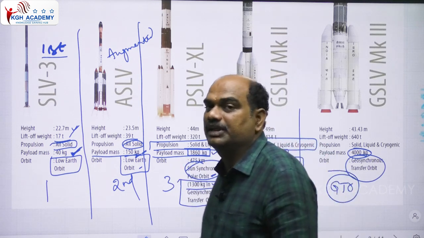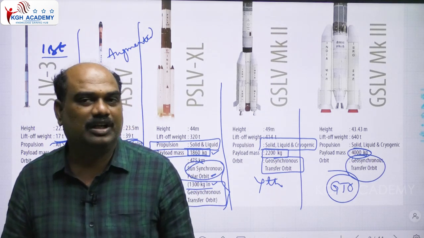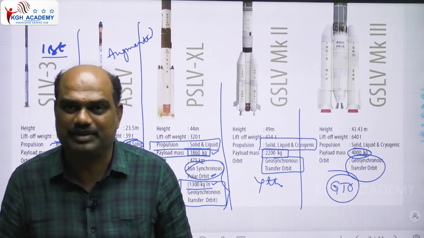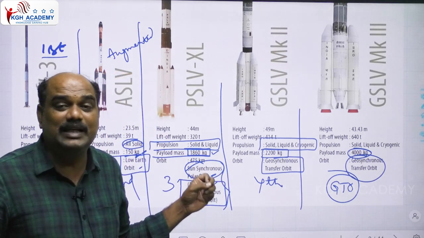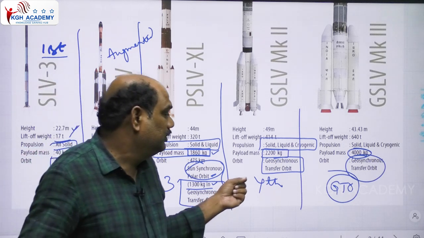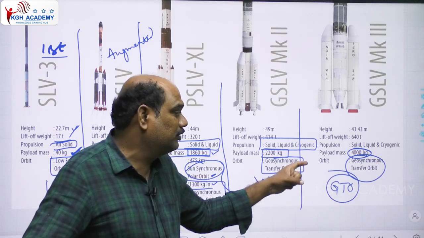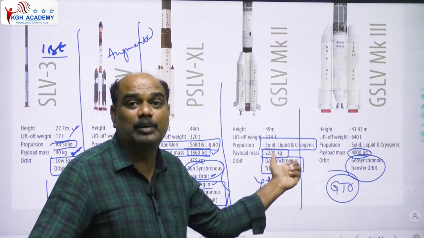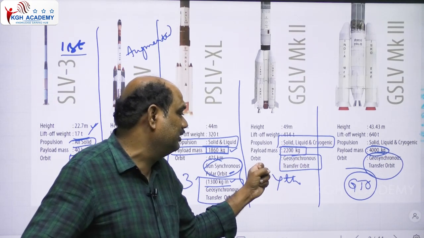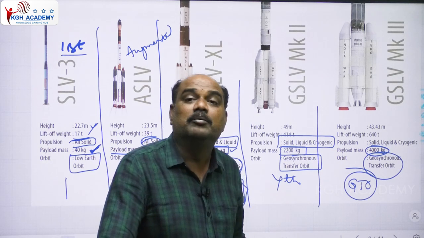Whereas the fourth generation launching vehicle, GSLV, carries solid, liquid and cryogenic fuels. The cryogenic engine is one of the important engines seen in this segment. The first launching vehicle equipped with the cryogenic engine is GSLV Mk2. And GSLV Mk3 is one of the most powerful launching vehicles of ISRO, which can carry almost double the payload capacity of the GSLV Mk2. So GSLV Mk2 can carry a 2200 kg satellite, whereas GSLV Mk3 can carry a 4000 kg satellite. But the orbit is the same.